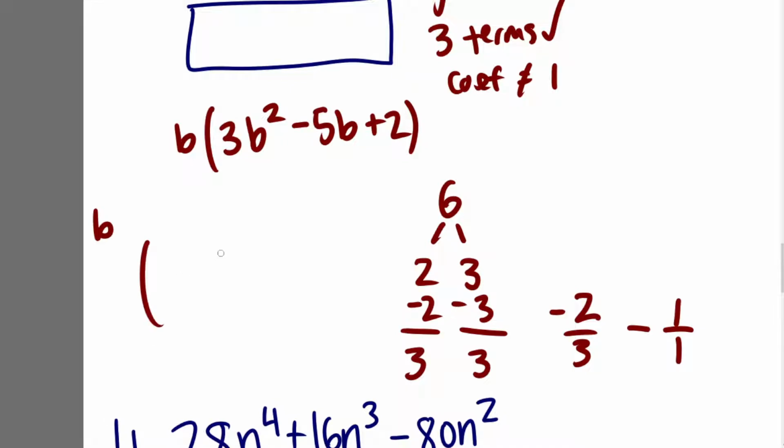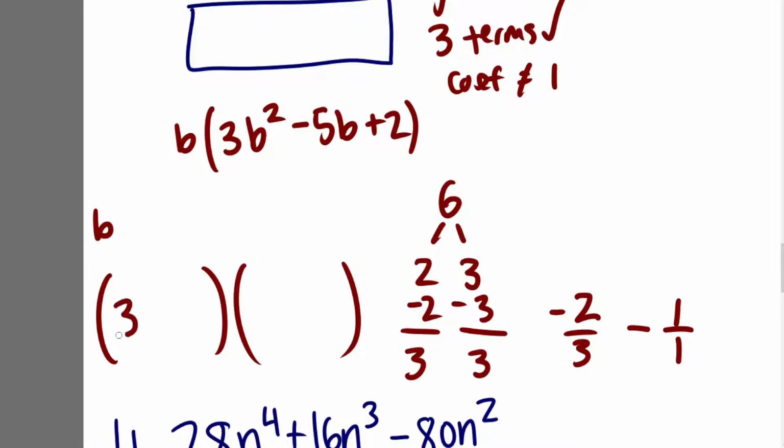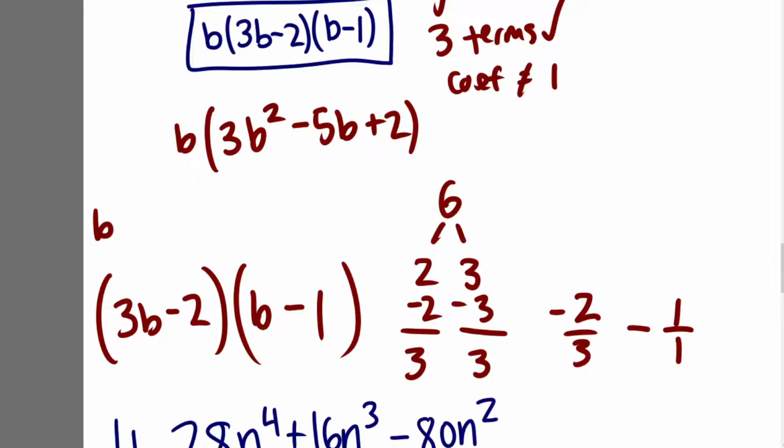And then we'll draw out our Hippo Butts. And that will give us 3b minus 2, 1b minus 1, or just b minus 1. And let's check our answers here. You can pause now if you want to finish. And here it is. So 3b minus 2.